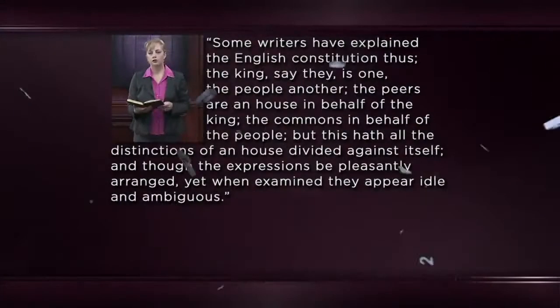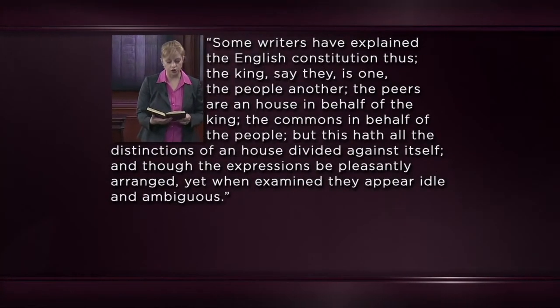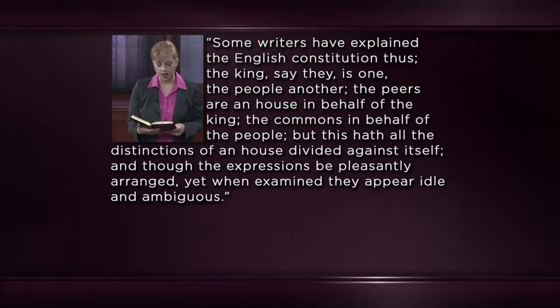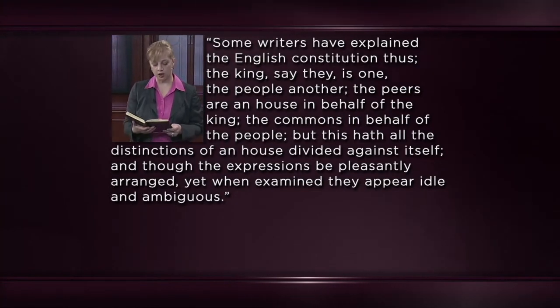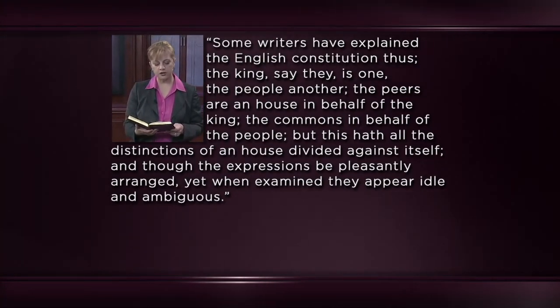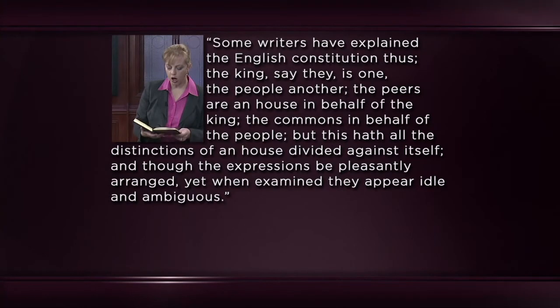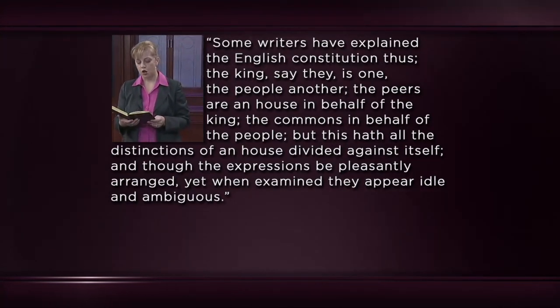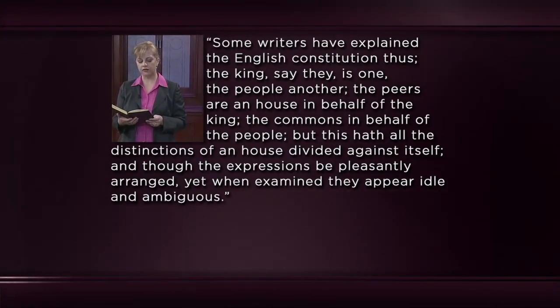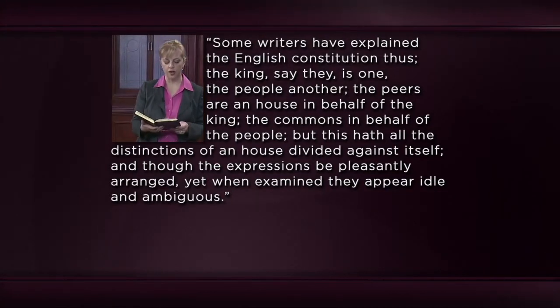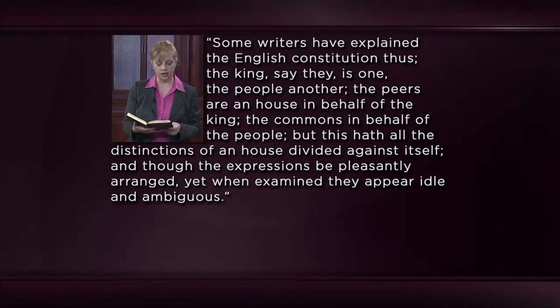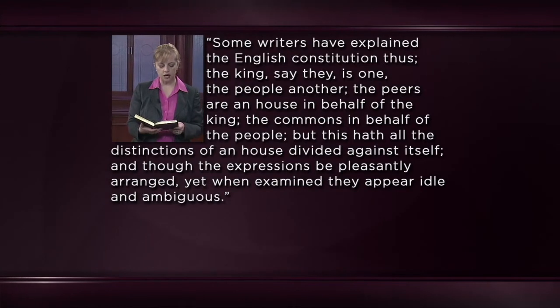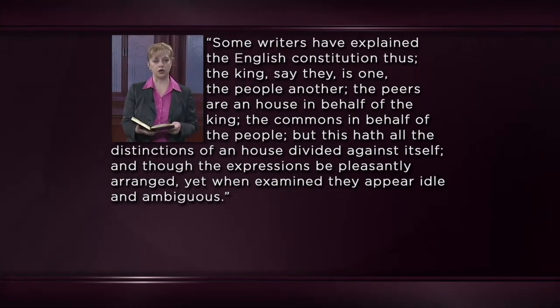Here's an example of a concession from Paine's essay. He says, "Some writers have explained the English Constitution thus. The king, say they, is one, the people another. The peers are a house in behalf of the king, the commons in behalf of the people. But this hath all the distinctions of an house divided against itself, and though the expressions be pleasantly arranged, yet when examined, they appear idle and ambiguous."